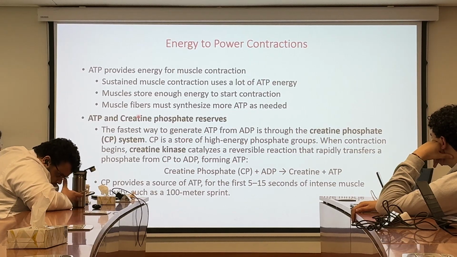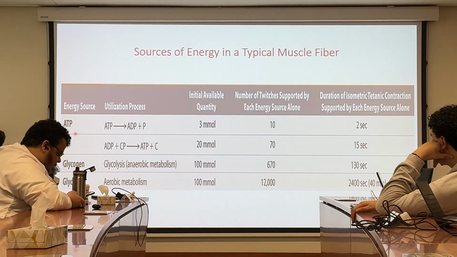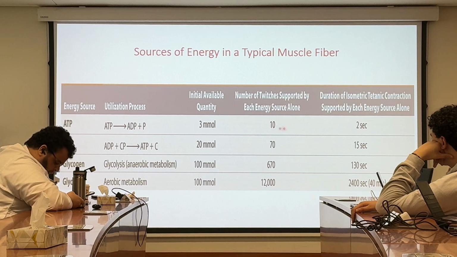Again, we have ATP, which again, is absolutely minimal. I just want to find a number here. Can you see ATP in the table? Yes? Okay. It says the number of twitches about 10. All right? How quickly will you finish using it? Within 2 seconds. So it's a total waste of time in terms of actual ATP. Okay?